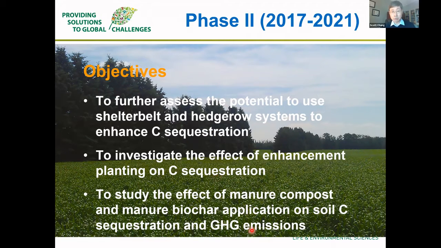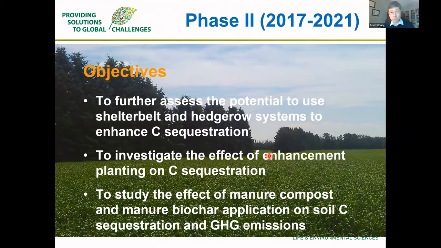The second objective, which is fairly new, is to investigate the effect of enhancement planting on carbon sequestration. I'll spend just a few seconds to define enhancement planting. As we can see in this system, we have a gap here, and this obviously will cause the system to lose its functionality, and we were thinking to plant these gaps with trees so that we have an intact agriculture system.